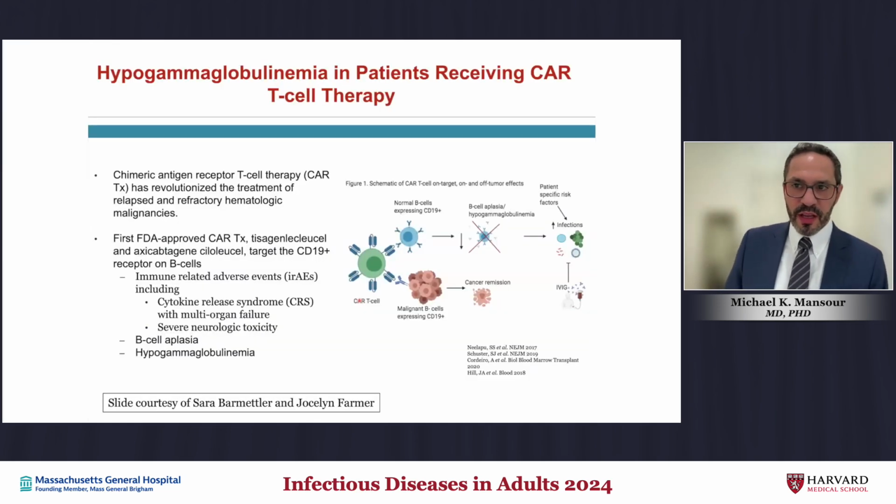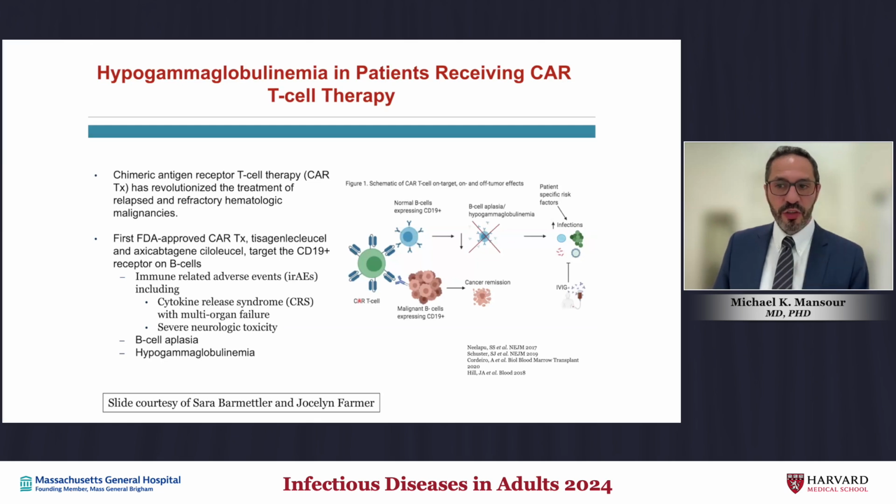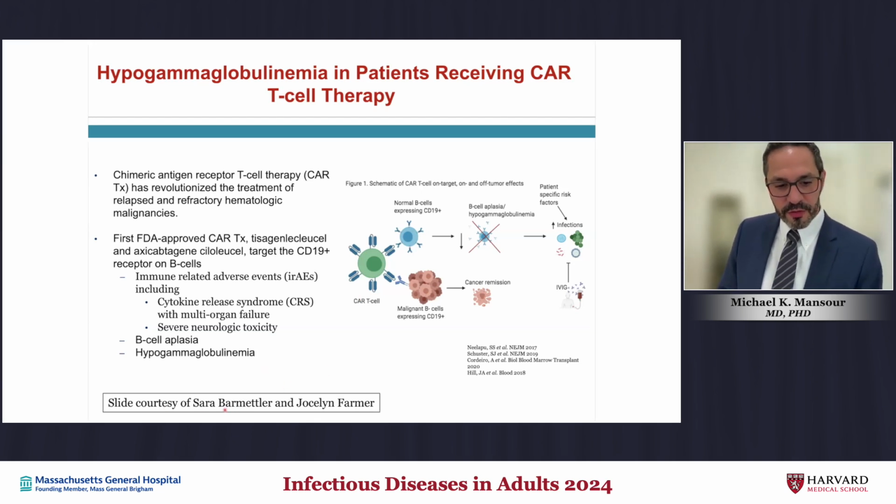One thing that was under-recognized in the initial use of CAR T cell therapy is that we're eliminating not just lymphoma, B cell lymphoma, but probably a lot of other B cells, normal B cells. And so one thing that we began to see is that individuals were experiencing hypogammaglobulinemia. This was a study done by the allergy immunology group here at MGH. This is a slide courtesy of Dr. Barmettler and Farmer. This has yet to be studied, but has been submitted for publication, the last I heard.